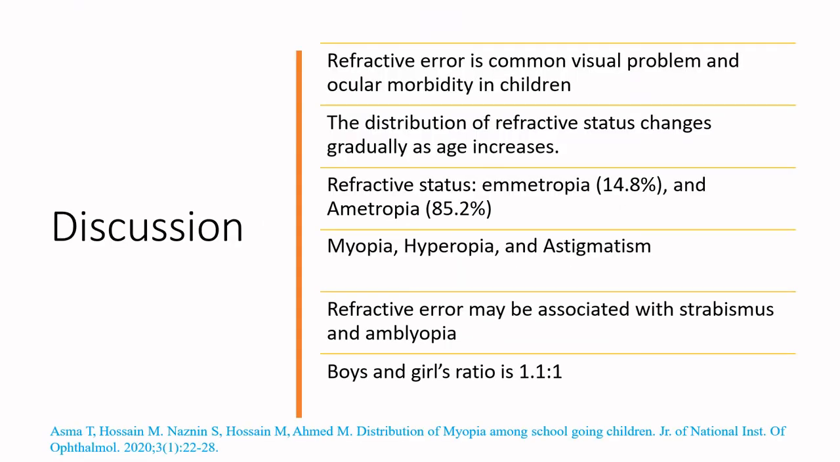Refractive error is a commonly encountered visual problem in children and may be associated with other ocular problems. The distribution of refractive status changes gradually as age increases. The children were divided into 4 groups according to their refractive status: emmetropia, myopia, hypermetropia, and astigmatism. Refractive error may be associated with strabismus and amblyopia. Uncorrected refractive errors contribute a major percentage of visual impairment, which can cause significant ocular morbidity in children.